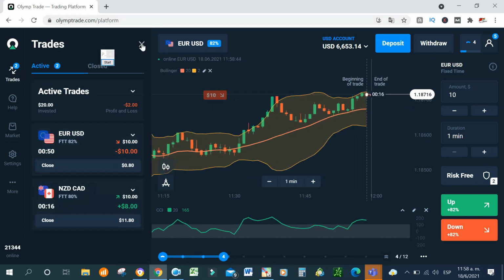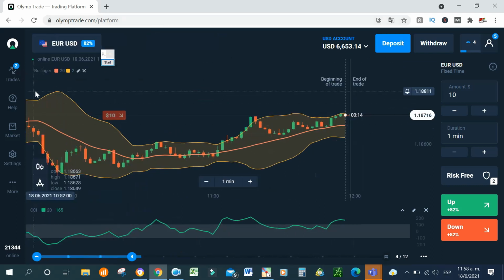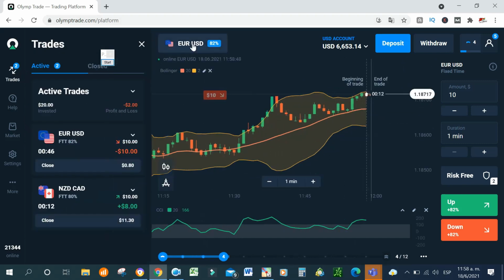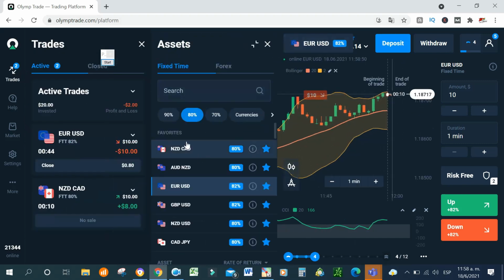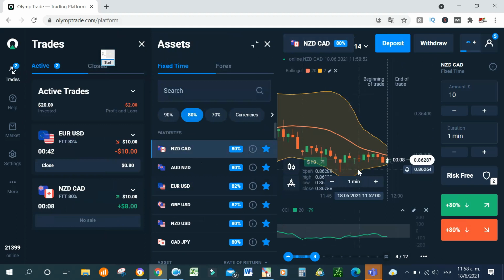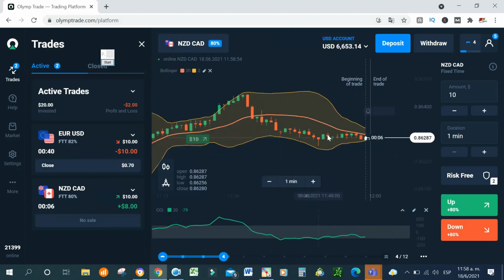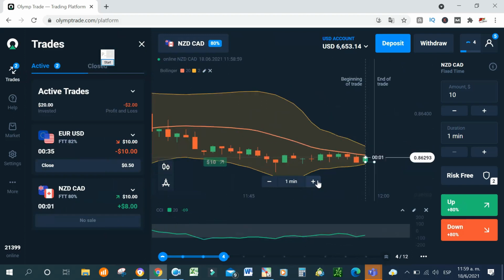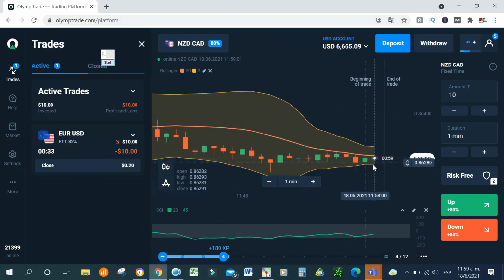Let's see what is happening in our first pair, which was this one. Let's see what is happening there. Yes, it's moving toward our target, and yes, we won this trade too, guys.